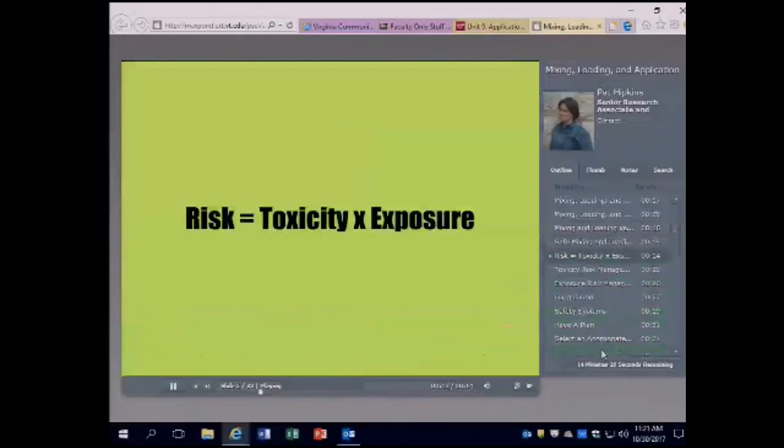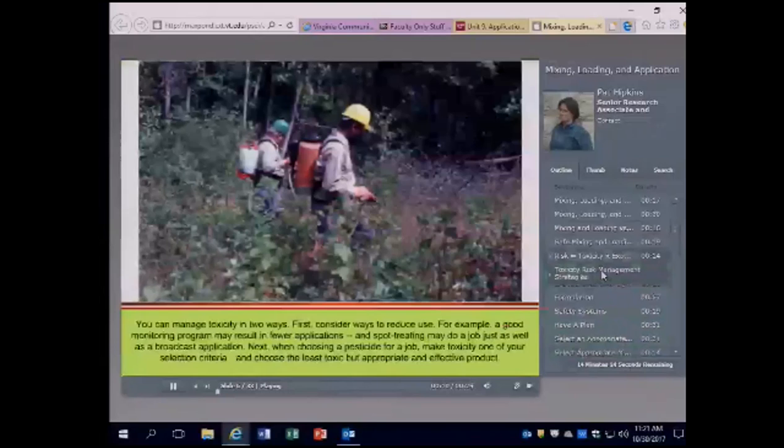Risk is equal to toxicity times exposure. Therefore, to reduce your risk, reduce the toxicity of the products you handle, reduce your amount of exposure, or both. Reduced use means less mixing and loading. And choosing low toxicity products whenever possible also reduces the toxicity part of the equation. Here's an example of right-of-way applicators who are spraying only those trees that will grow tall enough to interfere with the power lines. They're not broadcast treatment spraying wall to wall. Therefore, they're using less product.